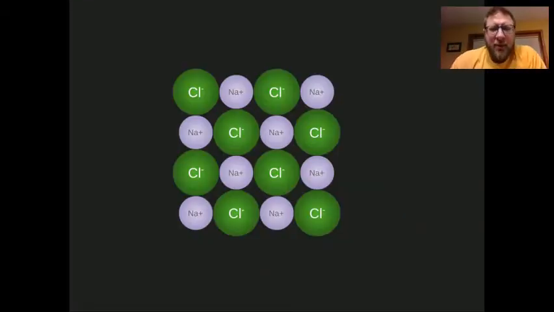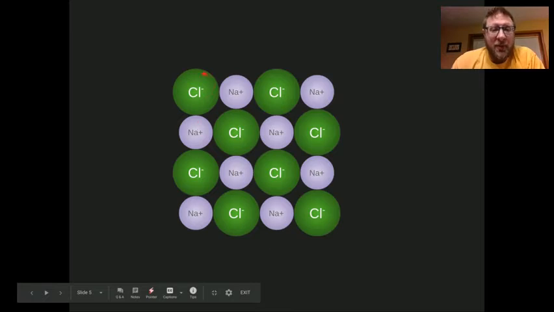Everybody, today we're going to talk about dissociation equations. So we looked at how substances dissolve yesterday, in particular ionic compounds. And when ionic compounds dissolve in water, the water molecules surround each of those ions and essentially pull them off of the crystal structure of that compound.